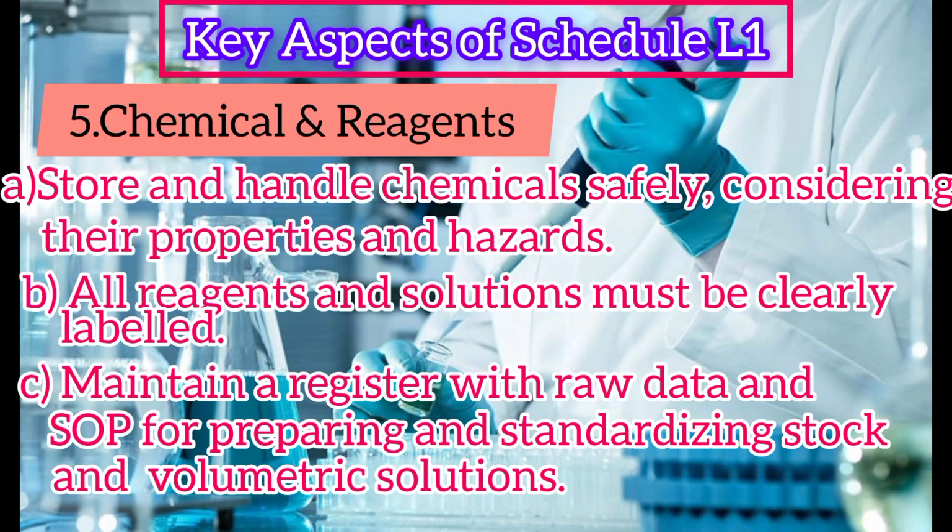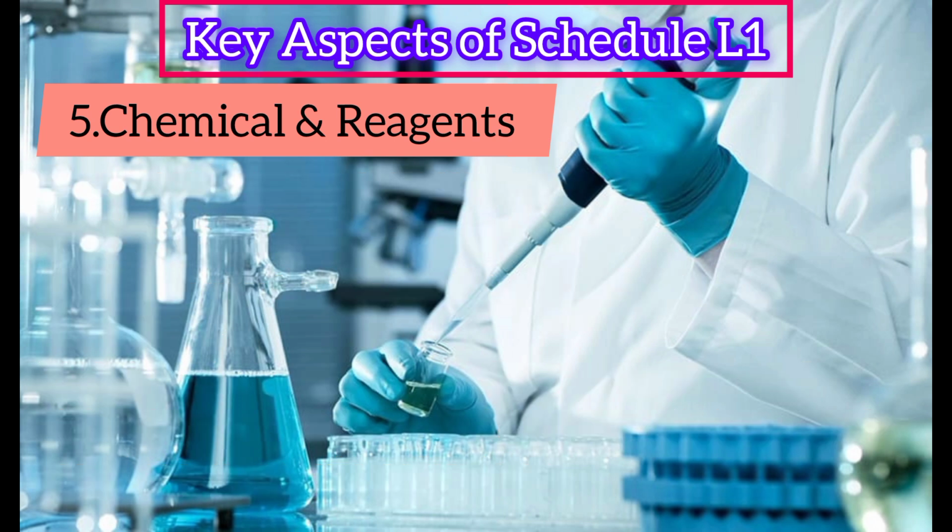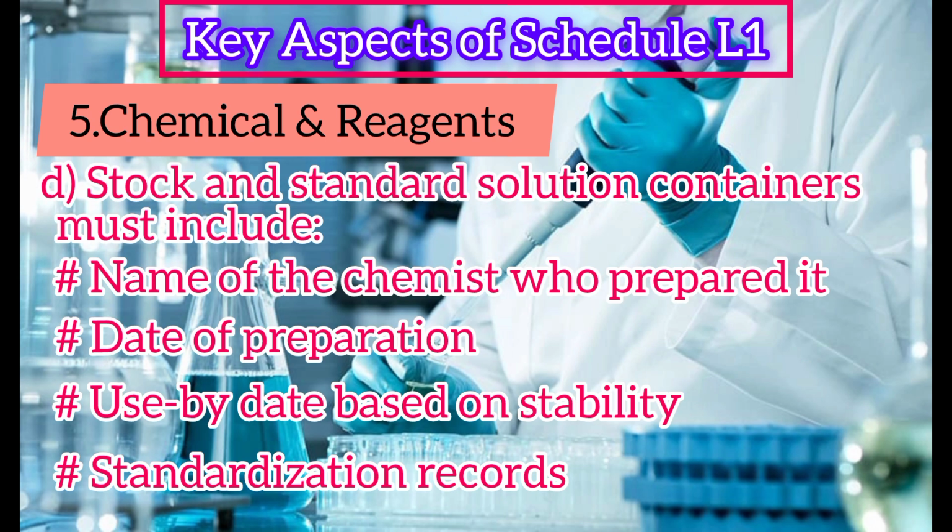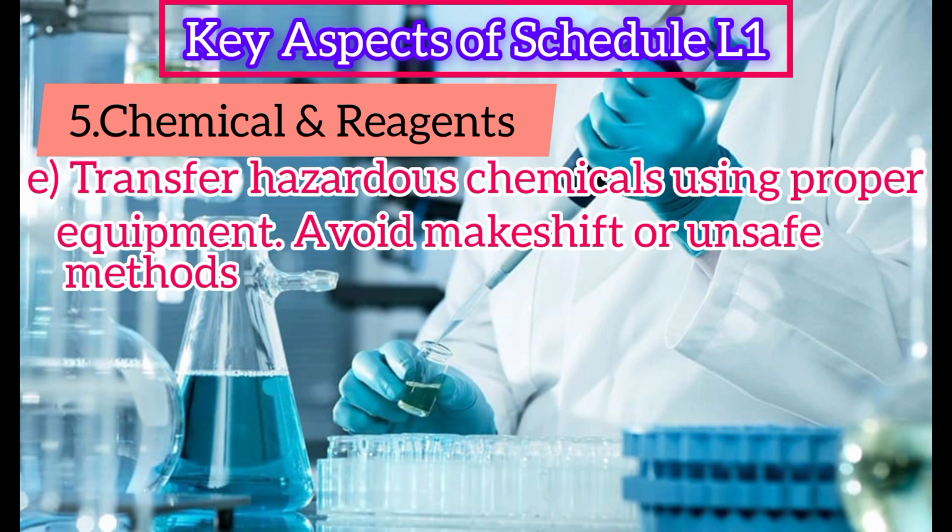5. Store chemicals and reagents. A. Store and handle chemicals safely, considering their properties and hazards. B. All reagents and solutions must be clearly labeled. C. Maintain a register with raw data and SOP for preparing and standardizing stock and volumetric solutions. D. Stock and standard solution containers must include the name of the chemist who prepared it, date of preparation, use by date based on stability, standardization records. E. Transfer hazardous chemicals using proper equipment. Avoid makeshift or unsafe methods.